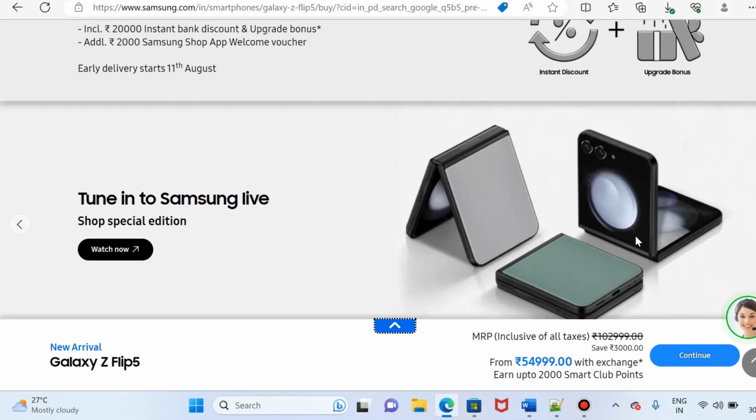Alright guys, so as per the report, Samsung has recently launched the Galaxy Z Flip 5 at Unpacked 2023, and the phone goes on sale on August 11th. As you can see, early delivery starts from 11th August.